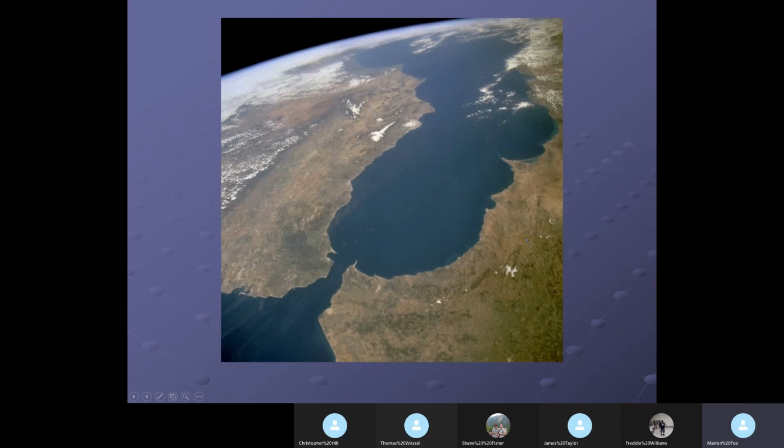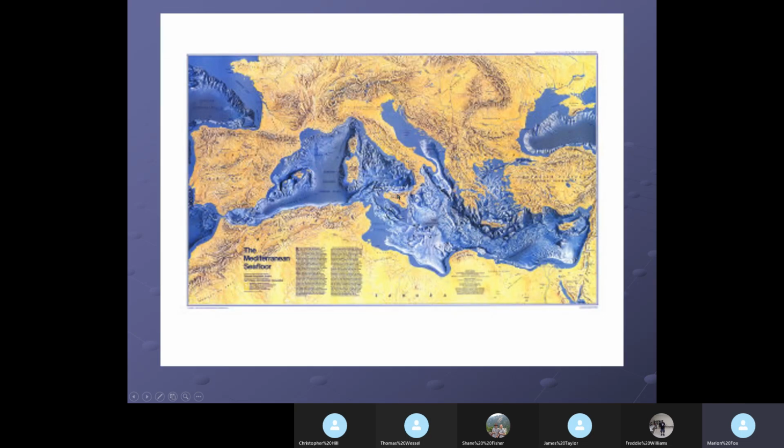This, of course, is Africa here. Over here is Europe. Okay, Asia is right over here in the east. Okay, here's another picture of the Mediterranean sea floor. This is the sea floor and how it goes down. This is pretty shallow right here, Straits of Gibraltar. I think the Greeks called it the Pillars of Hercules. I think that's what they call this here, Pillars of Hercules.